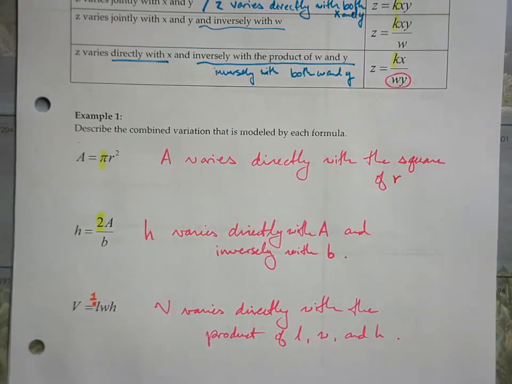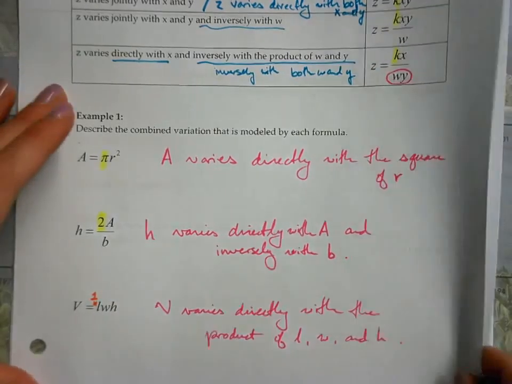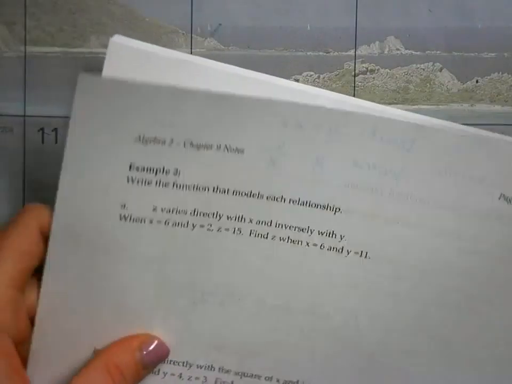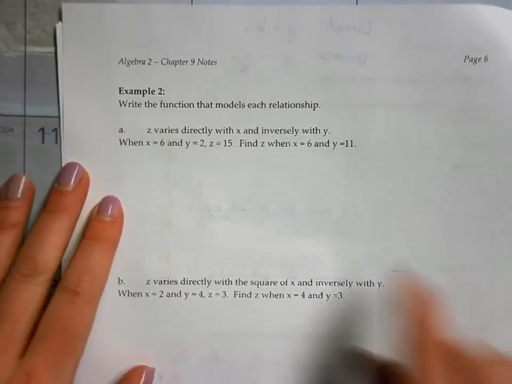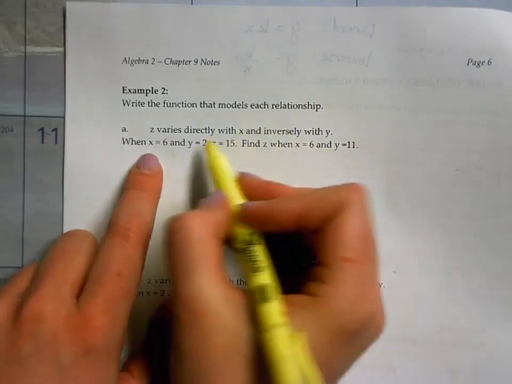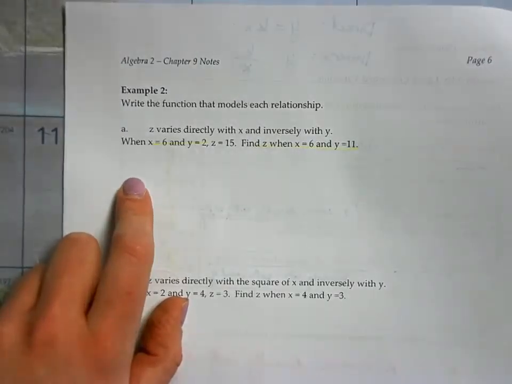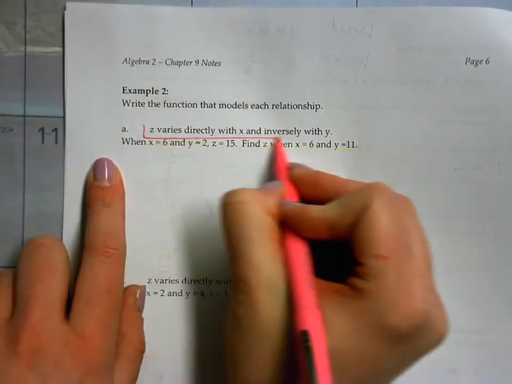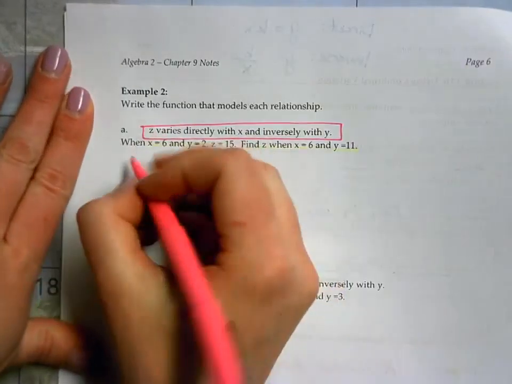All right, once you have that, go ahead and flip your notes. We're going to combine this skill of writing with the idea of plugging in numbers. So we're going to, first of all, write the function that models each relationship. And then we're actually going to plug in numbers for those relationships right here, okay? So start with your first thing. Z varies directly with X and inversely with Y.